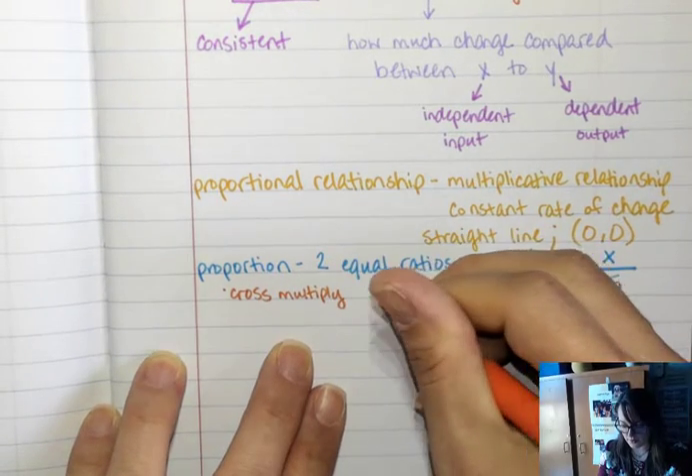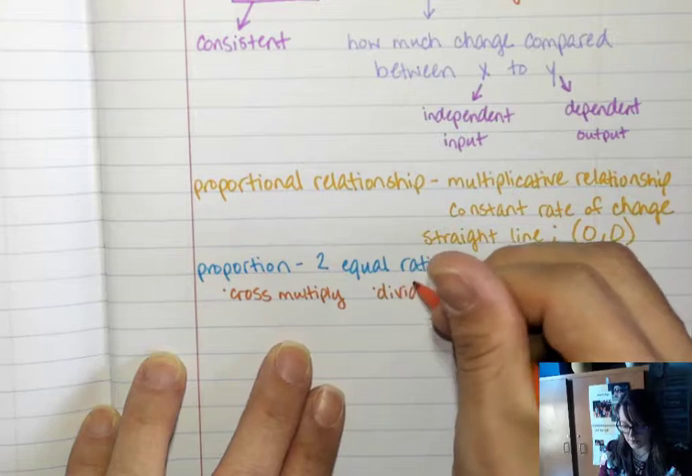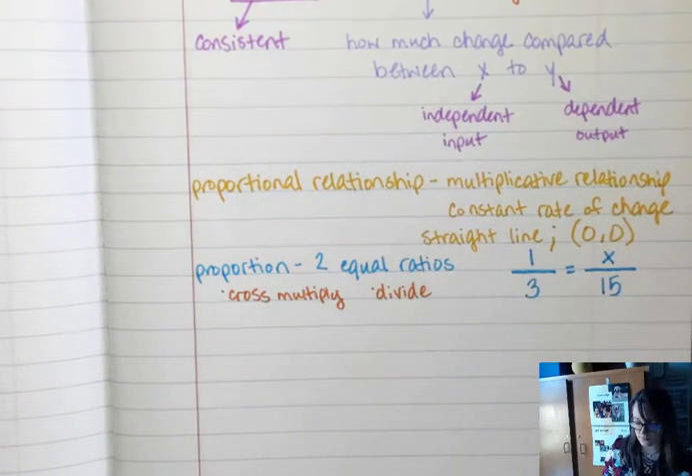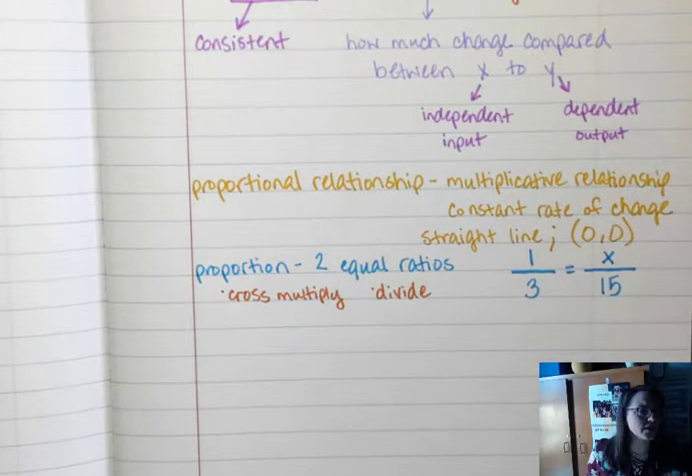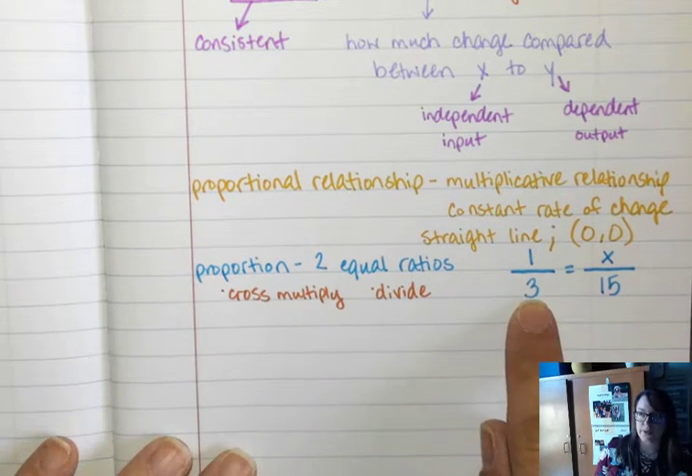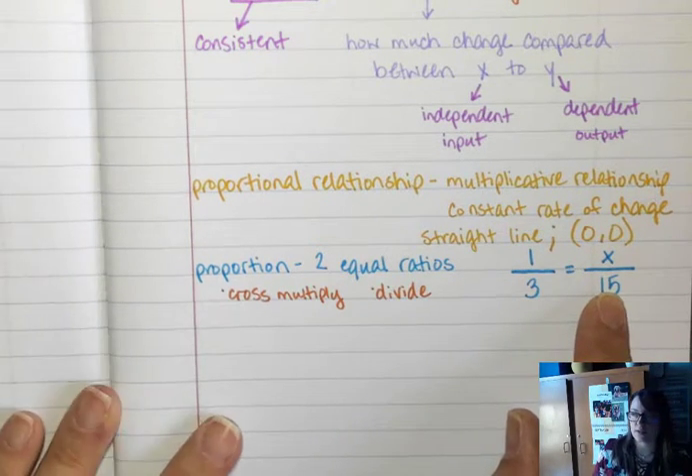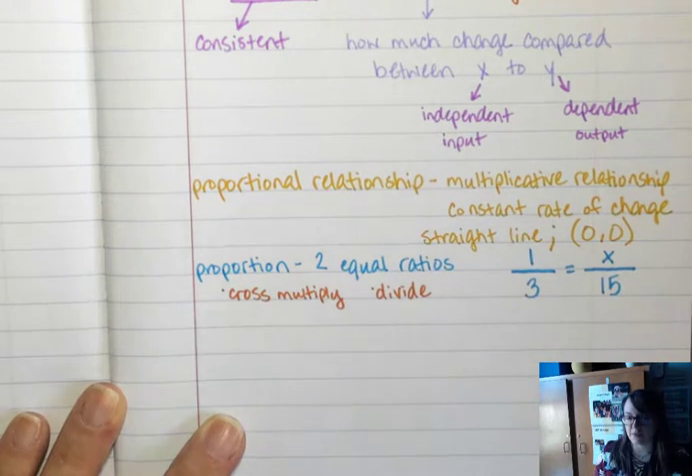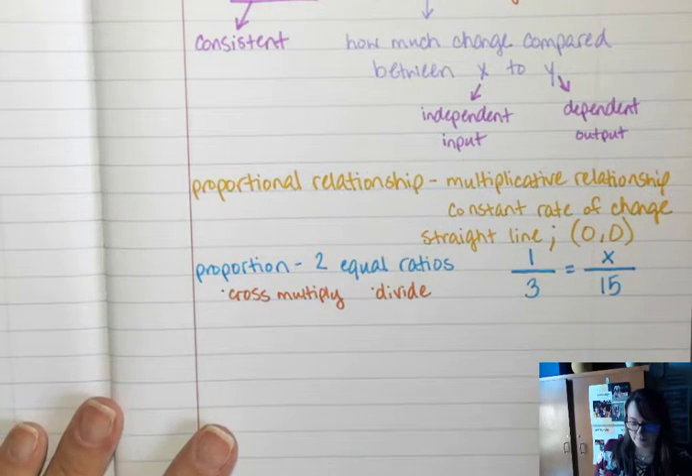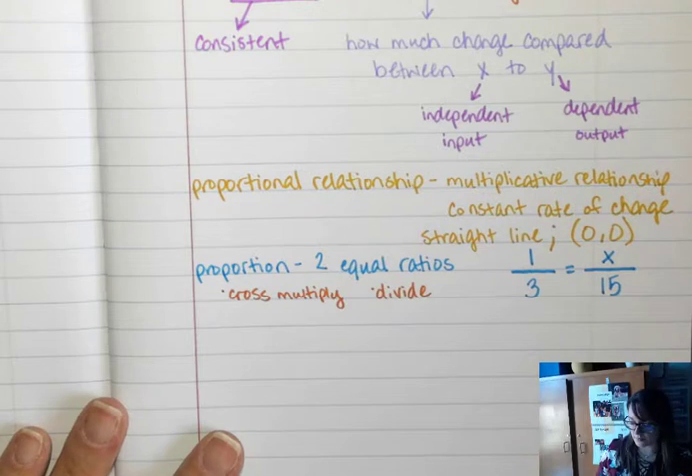Cross multiply, divide. Step 1, step 2. There's also other ways you can look at the horizontal relationship. 3 times 5 is 15. So 1 times 5 is 5. That's a shortcut.